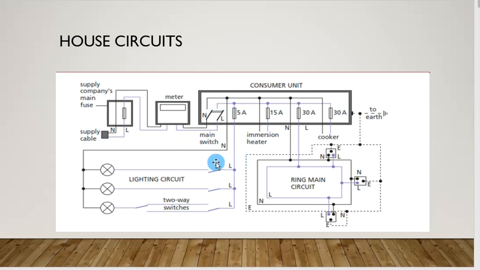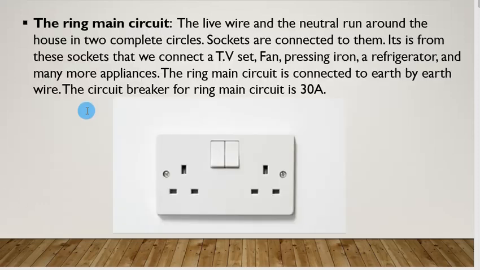Okay, so in short, in a standard house there are 3 circuits. These 3 circuits are, as you can see, the ring main circuit here, the cooker circuit here, and the lighting circuit here. Okay, so let's now go on and talk about each one of them. So we begin with the ring main circuit.